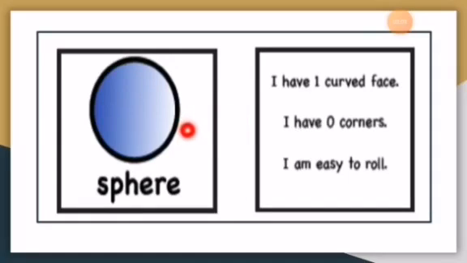Let's read the properties. I have one curved face. I have 0 corners. I am easy to roll. Yes, we can easily roll the sphere. Sphere is a 3D shape. Sphere has one curved face, no corner and is easy to roll.